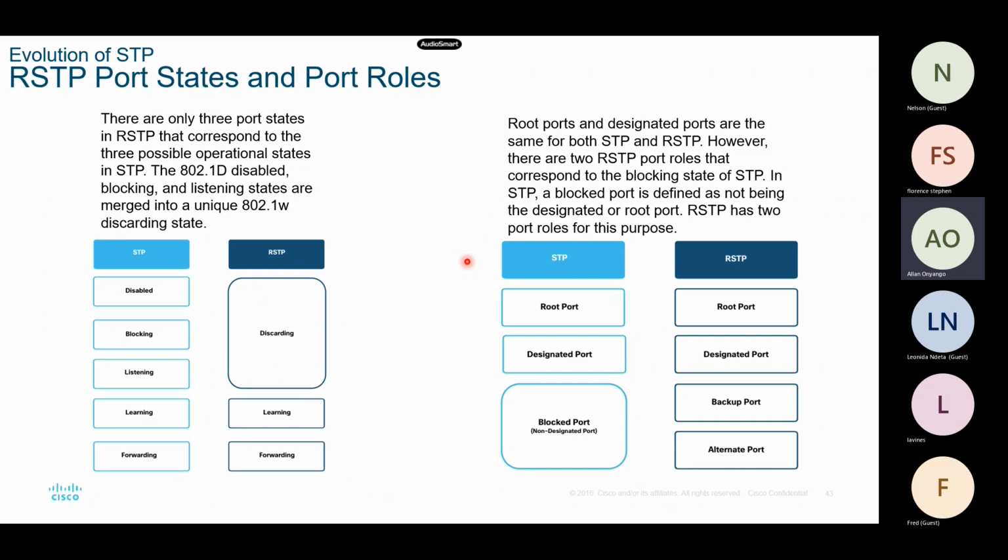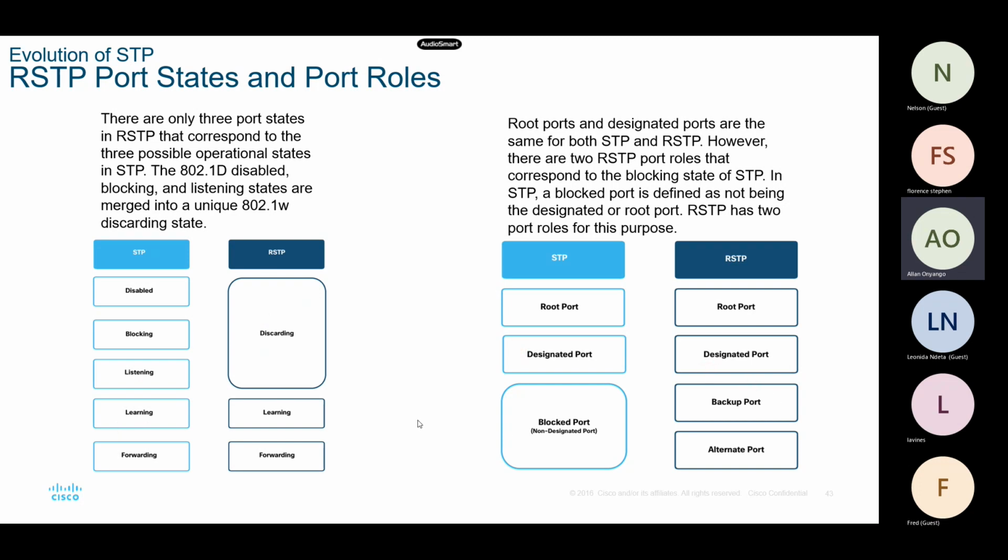STP had a kind of disabled state, which is no longer being talked about, but we have blocking, listening, learning, and forwarding. RSTP combined blocking, listening, and disabled into one port state called discarding. Actually, these are port states. So there was discarding, learning, and forwarding. Those are the ones for RSTP, and these are the ones for STP.